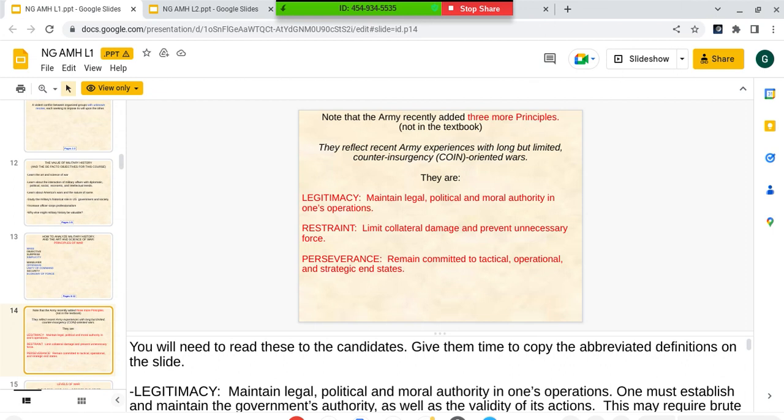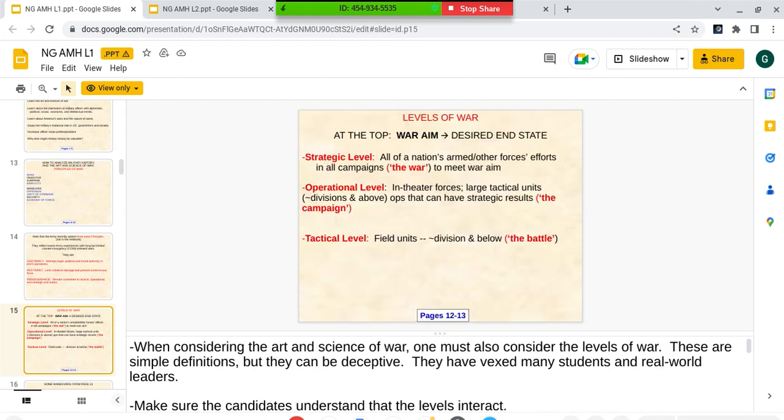For perseverance, basically having the guts to get the job done, remaining committed to tactical, operational, and strategic end states, even when conditions are very bad and you're suffering. We're going to see examples of this in some of the battles we study.